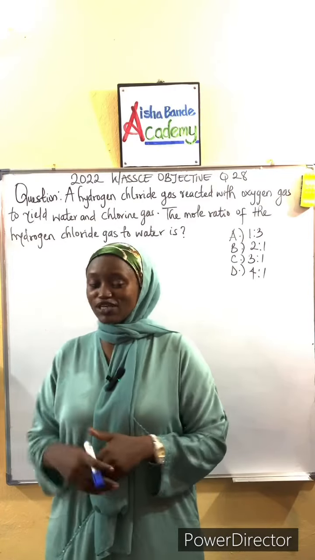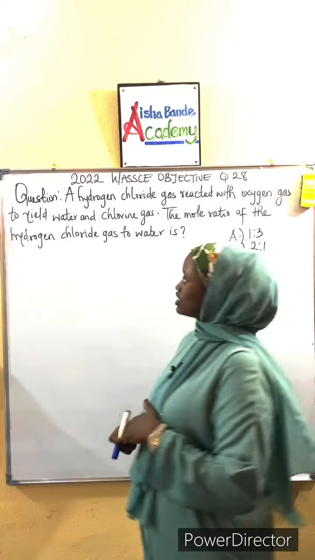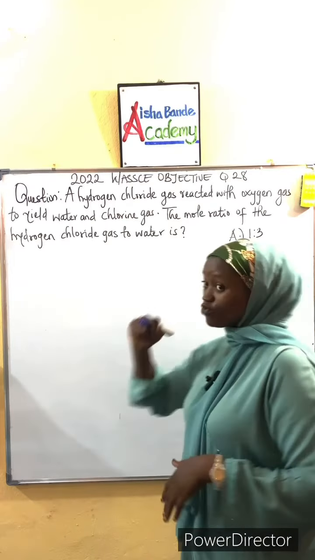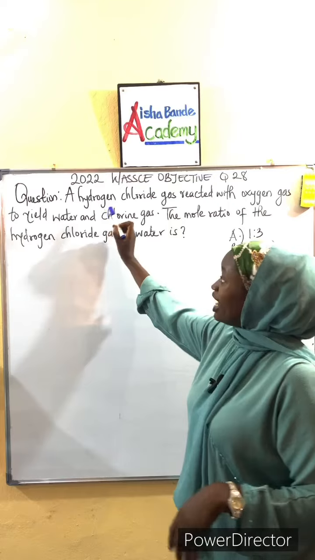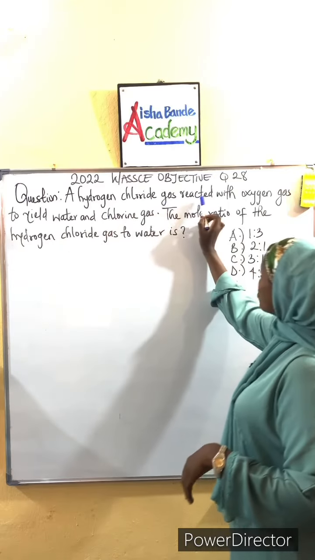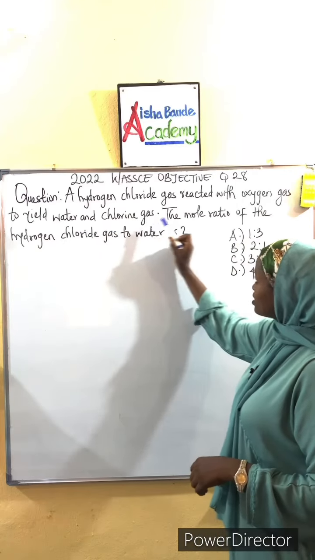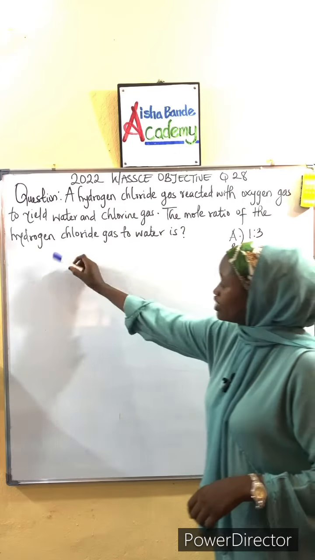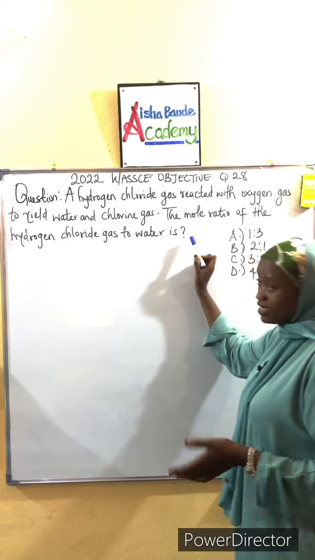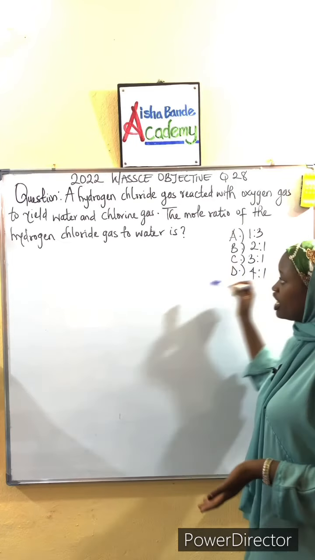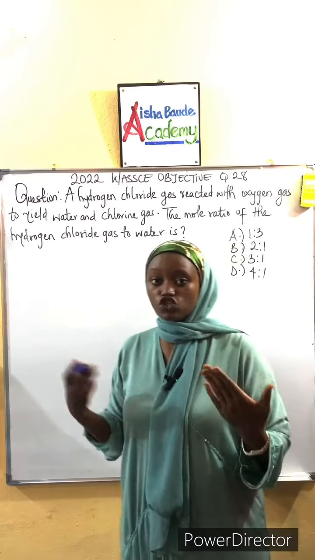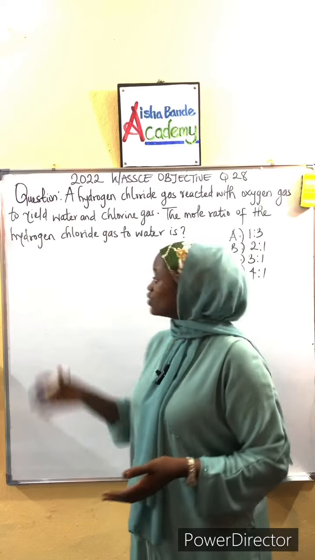So let's look at this past question from 2022, which is last year. It's an objective question, question number 28. A hydrogen chloride gas reacted with oxygen gas to yield water and chlorine gas. The mole ratio of the hydrogen chloride gas to water is. So we have four options here. We have to solve and see which of these options is the correct answer. So let's begin.